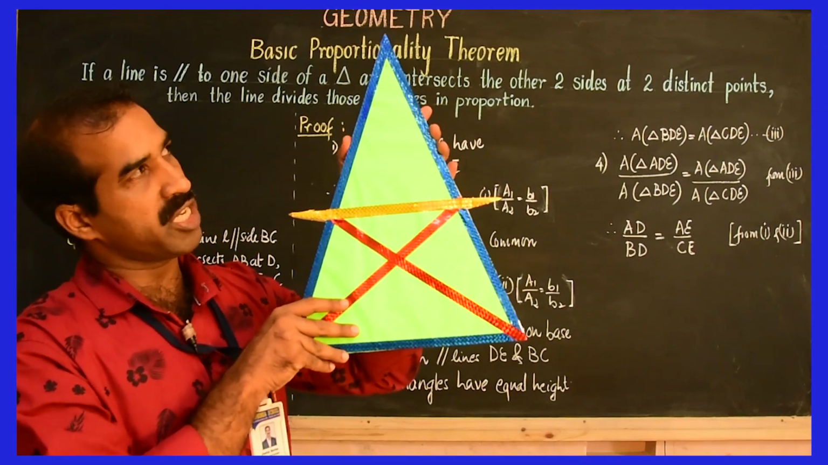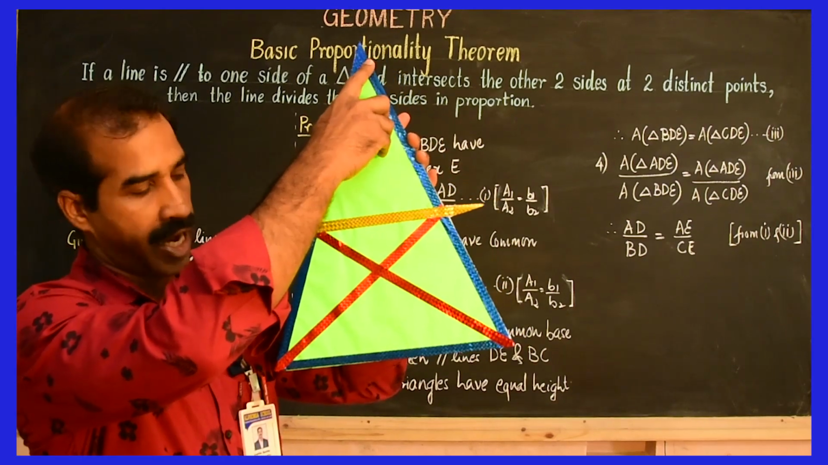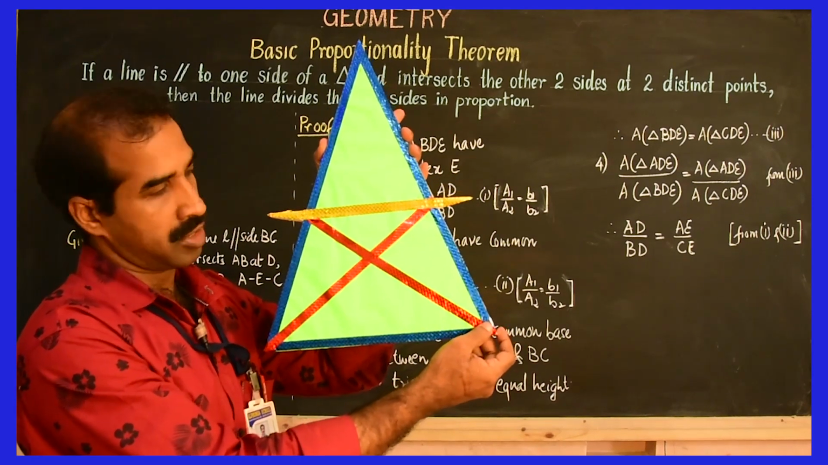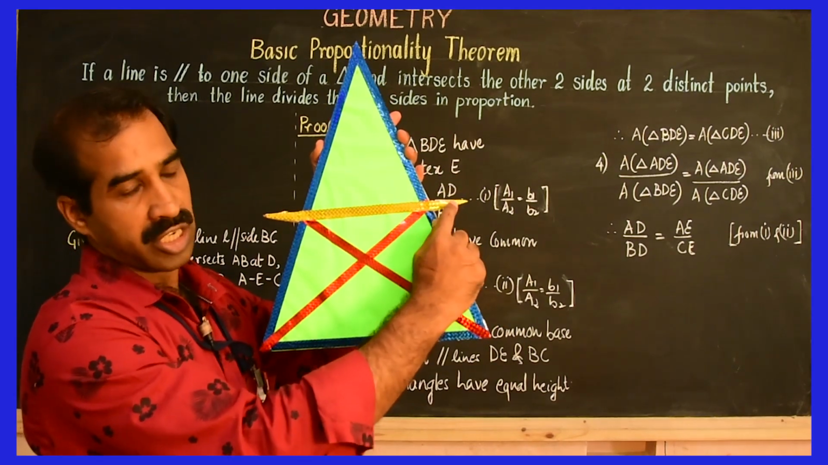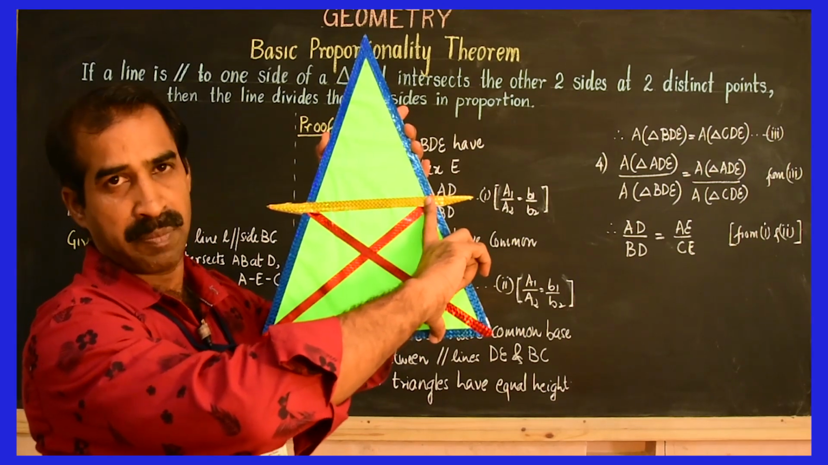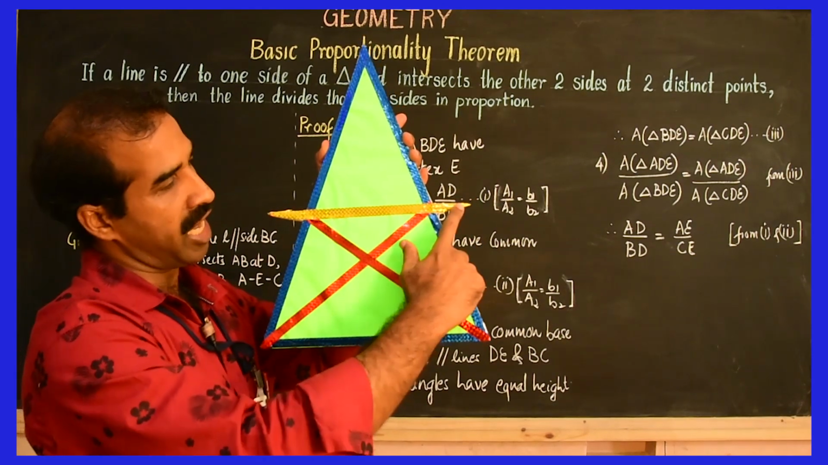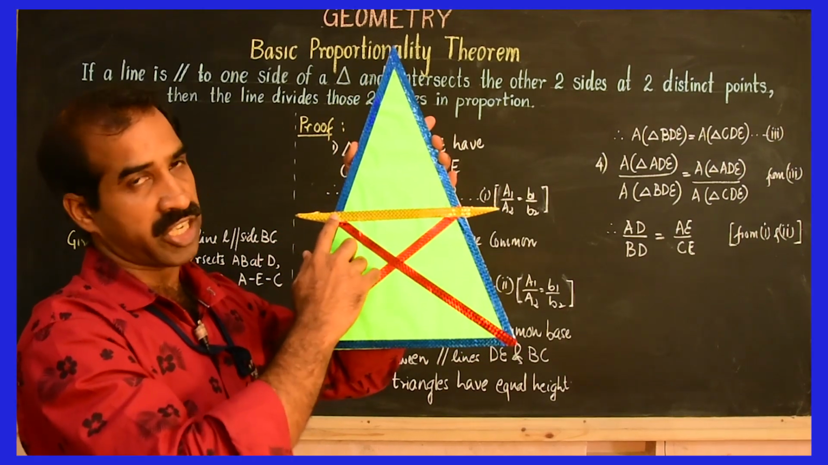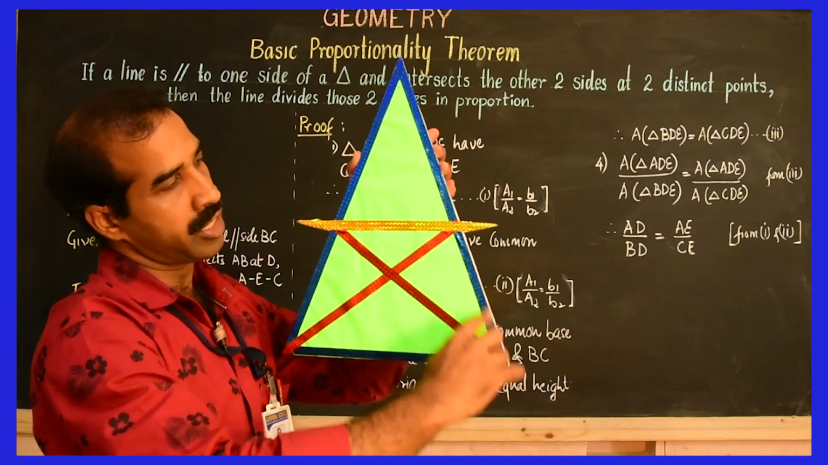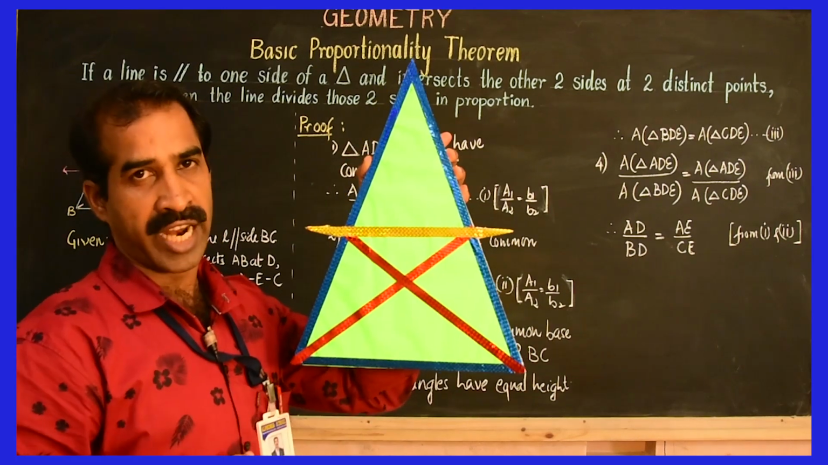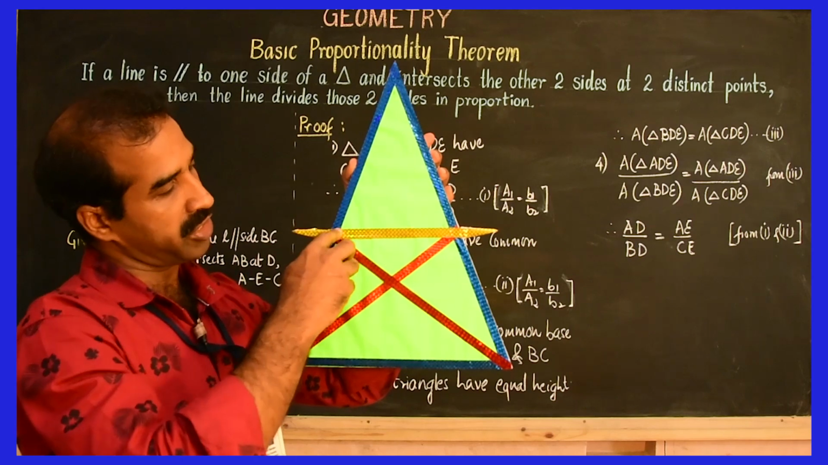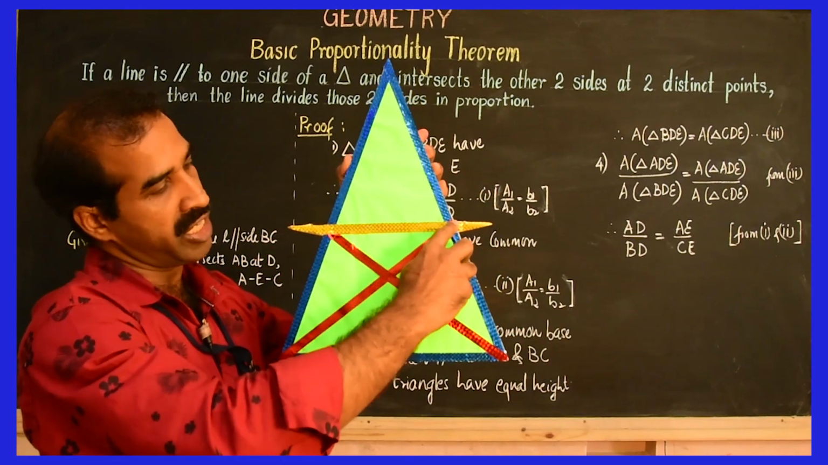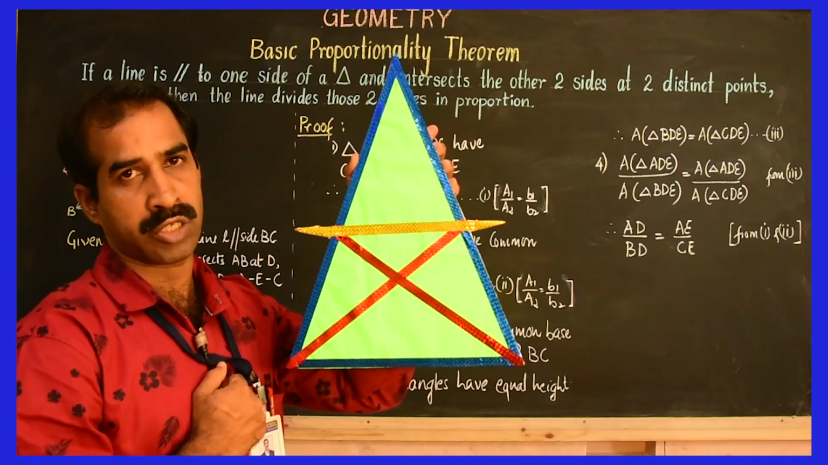Here is triangle ABC, top vertex is A, vertex B and vertex C. Line L is parallel to side BC. Line L intersects side AB at point D, side AC at point E, such that points A, D and B are collinear points, A, E and C are collinear points.